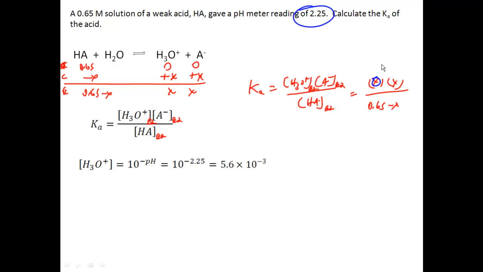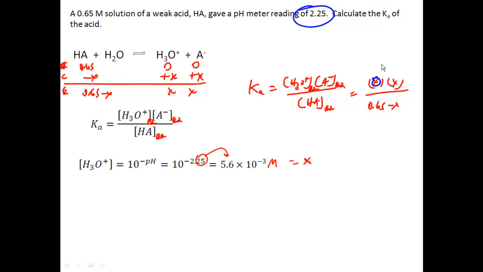I need to figure out the concentration of my hydronium, or that X. Well, we know that from pH. Concentration of hydronium is equal to 10 to the negative pH, which is equal to 10 to the minus 2.25. Or if you do the math, it equals 5.6 times 10 to the negative third molarity. That is my concentration of my hydronium. Sig fig wise, the number of digits past the decimal, if it's an anti-log, that's how many sig figs I got in my answer. So that is basically telling me that X.